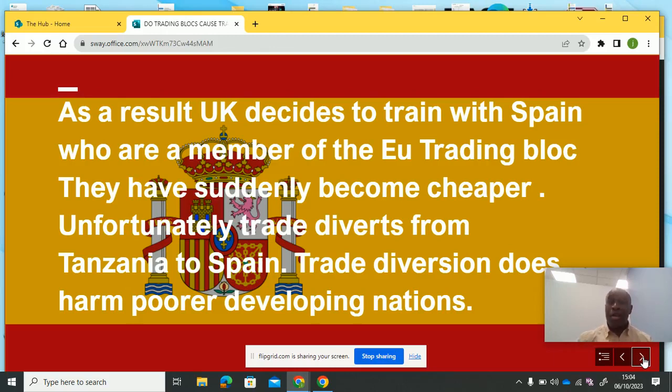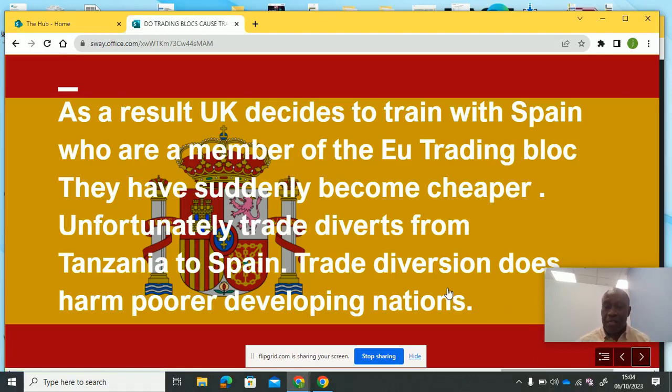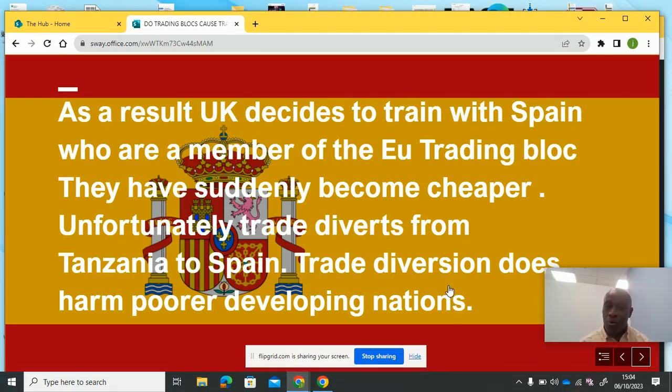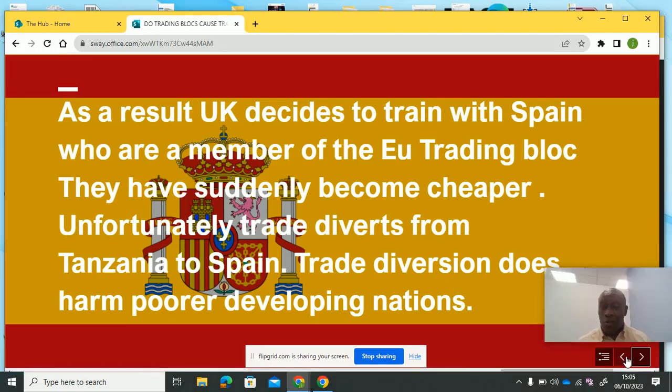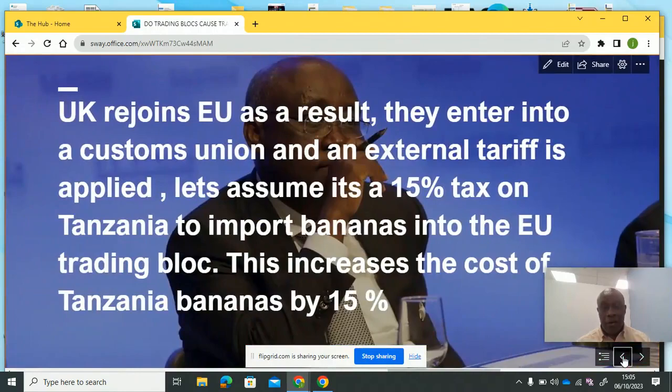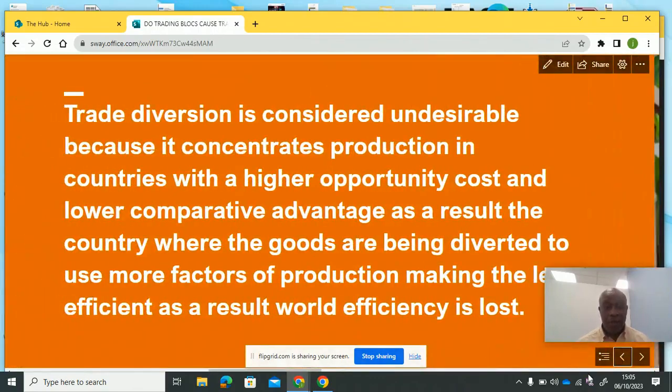Okay. So the UK now trades with Spain. So they've moved away from Tanzania and they've moved now to Spain. And that's what trade diversion is. And what you find is that trade diversion actually harms poorer nations who are not part of these trading blocs. So let's go back to the definition again.